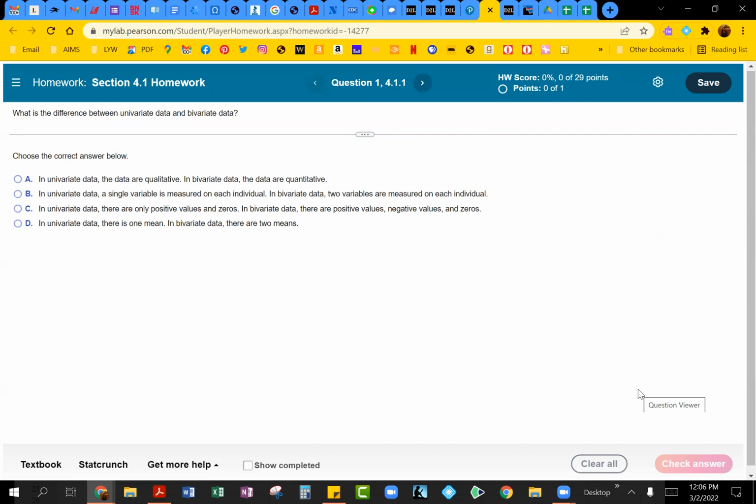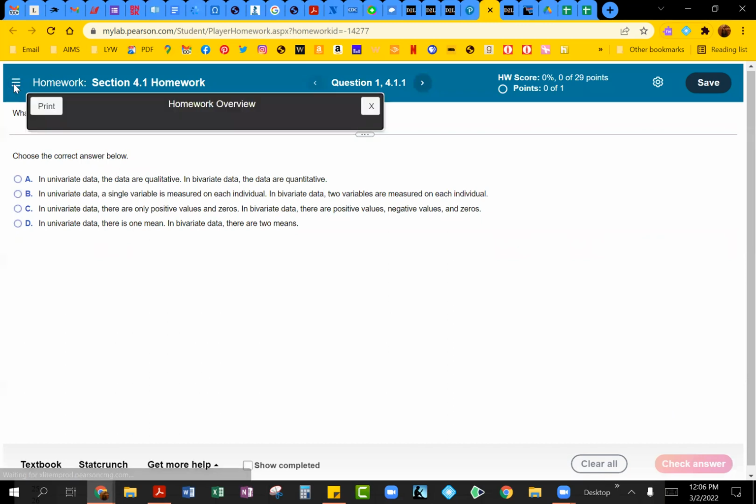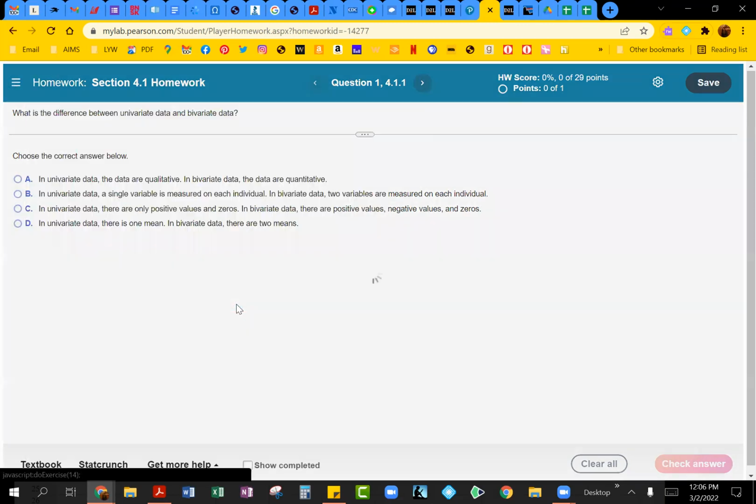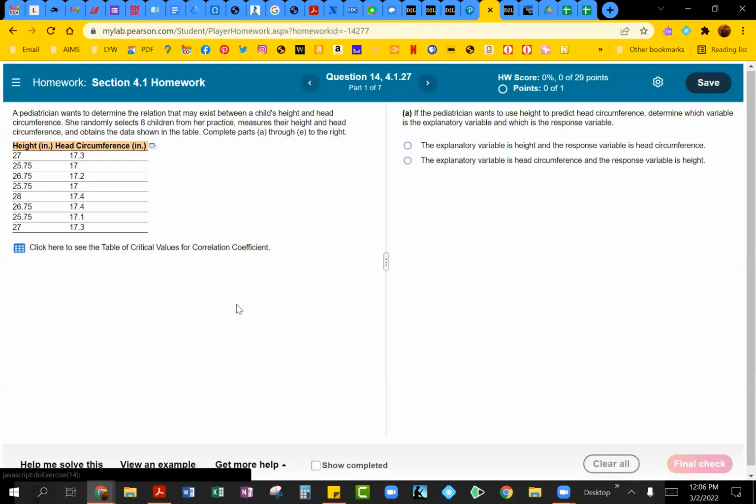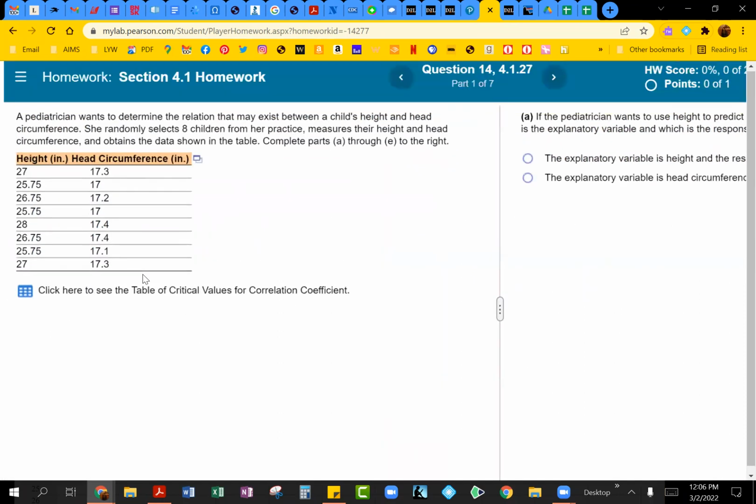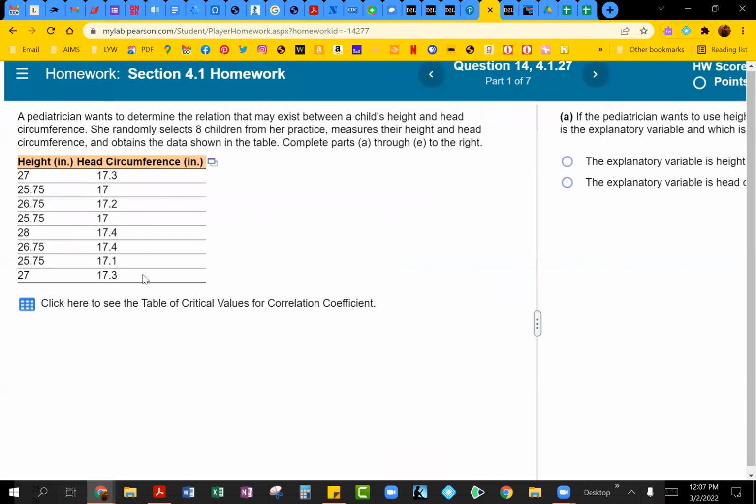So the one example I wanted to show you is actually number 14. And this is a little bit of a longer problem, and that's the reason why I selected this, because you get to see a good working of how these scatter diagrams and correlation coefficients come into play. So this one is talking about a pediatrician who wants to determine the relation that may exist between a child's height and head circumference. So she randomly selects 8 children from her practice, measures their height and head circumference, and obtains the data below. So you can see those values there.